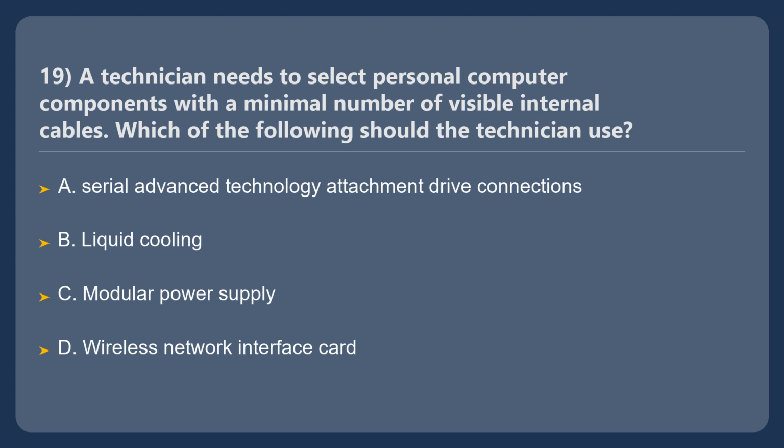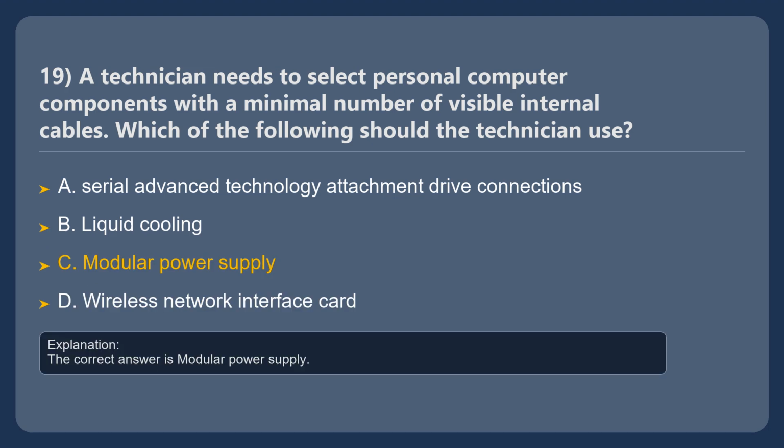Question 19. A technician needs to select personal computer components with a minimal number of visible internal cables. Which of the following should the technician use? Option A, serial advanced technology attachment drive connections. Option B, liquid cooling. Option C, modular power supply. Option D, wireless network interface card. The correct answer is option C, modular power supply.